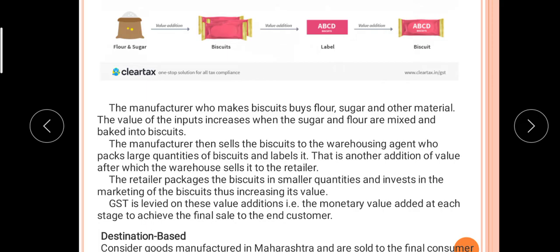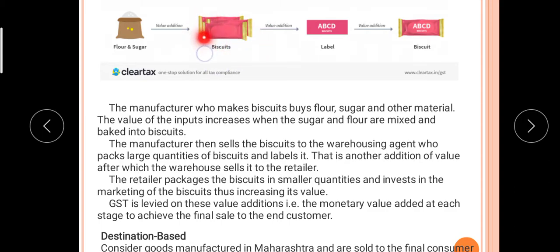Now see, the manufacturer who makes the biscuit buys the flour, sugar, other material. The value of the input increases when the sugar and flour are mixed and baked into the biscuit. Is it? The manufacturer then sells the biscuit to the warehousing agent who packs a large quantity of biscuits and labels it. That is another addition of a value. Just as I said before, the raw material is flour and sugar. So what is the value? 1000. After baking a biscuit, what is the value? 500 is again added. So the value addition is 500.